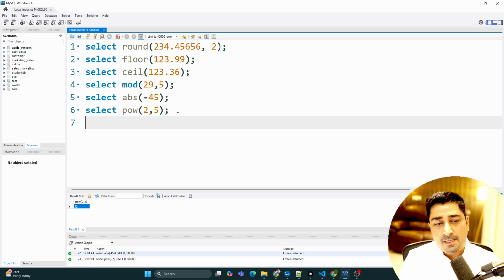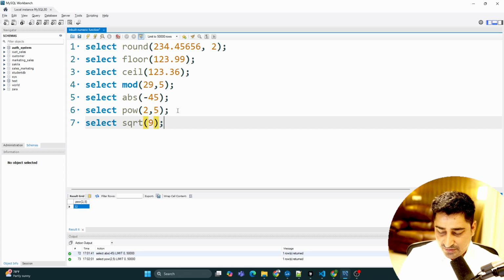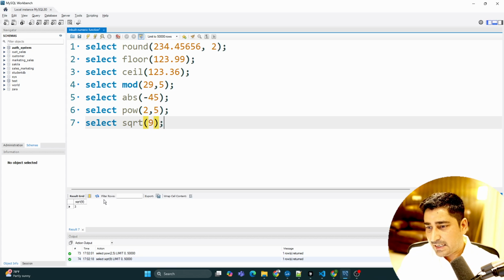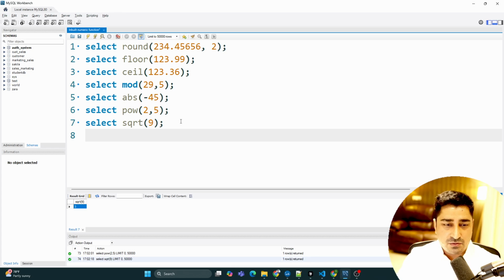Simple. Now there is something called a square root, SQRT, the square root function. So what is the square root of 9? Obviously it's going to be 3, as we all know. So it is going to give me 3. I will be able to use this function to find out the square root of any kind of data.